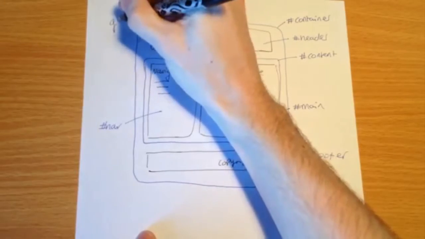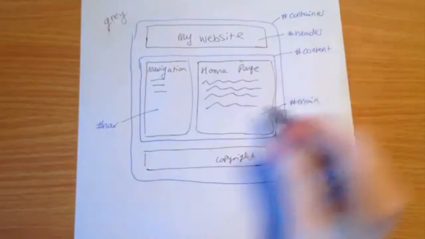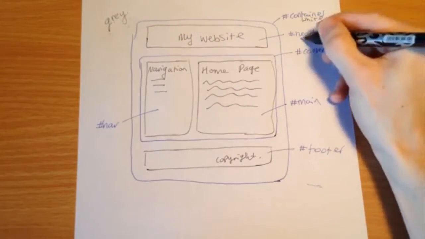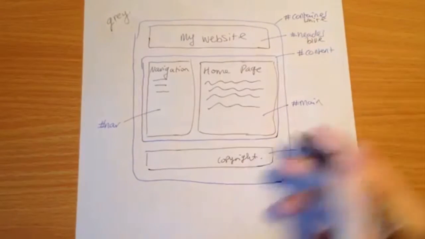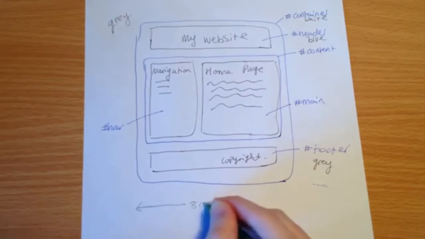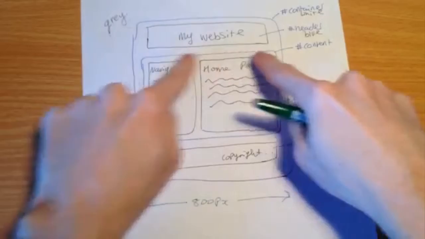I want the background of the whole page around here to be grey. I want the background of container to be white. I want the background of header to be blue, and I want the background of footer to be grey as well. I want the whole thing to be 800 pixels wide. I want the content to have 10 pixels of padding around the outside.